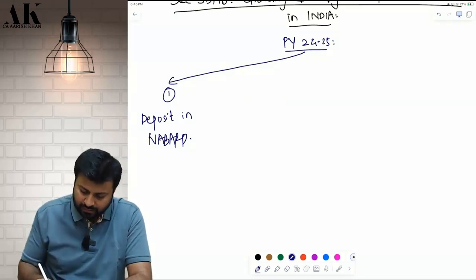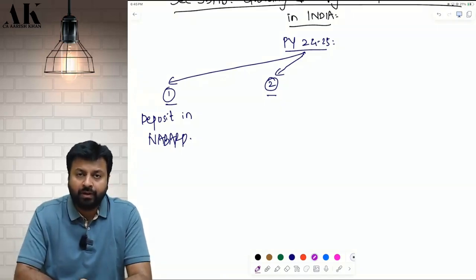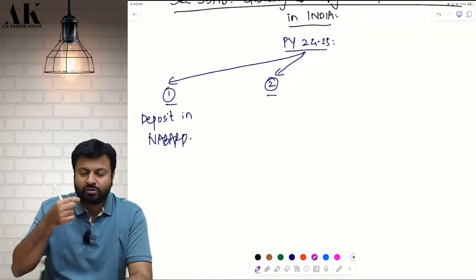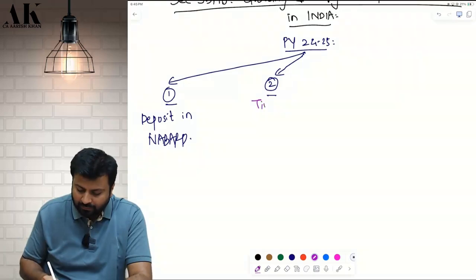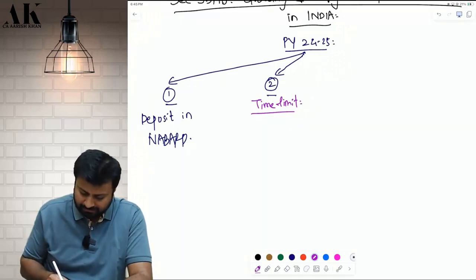Second condition which you have to fulfill. Listen carefully. Sir, what is the second condition that I have to fulfill? Pay attention please, all of you. You have to deposit the amount. If you wish to claim in the current year, then you have to deposit the amount within a time limit. Agreed or not? There has to be a time by which you should deposit. Sir, what is that time limit?